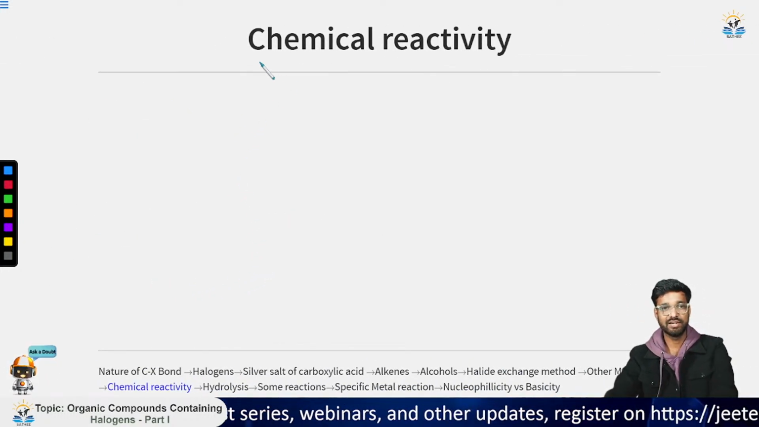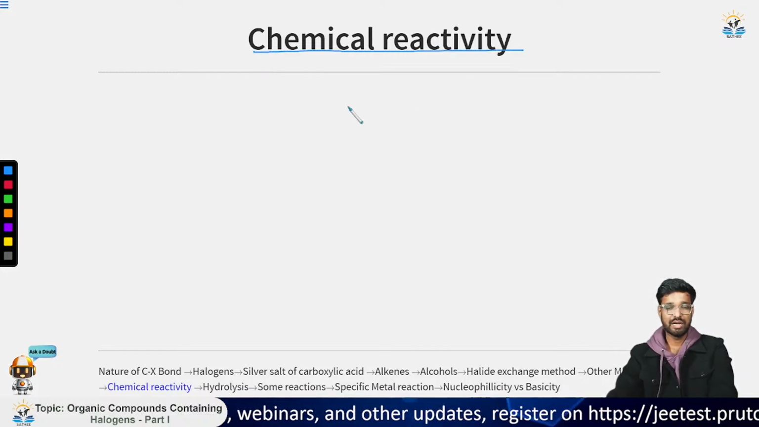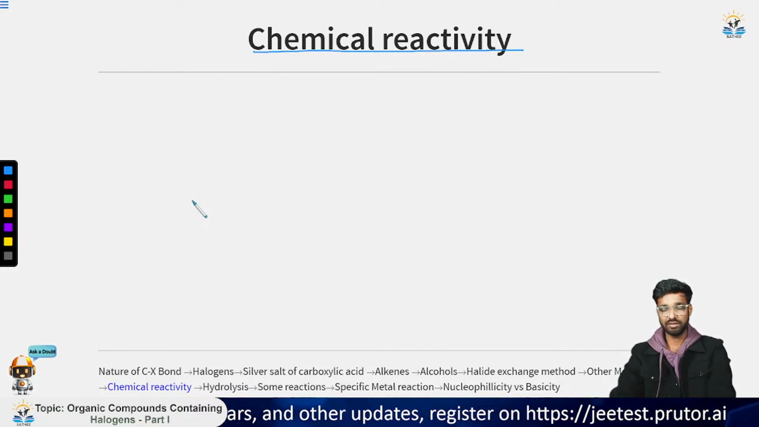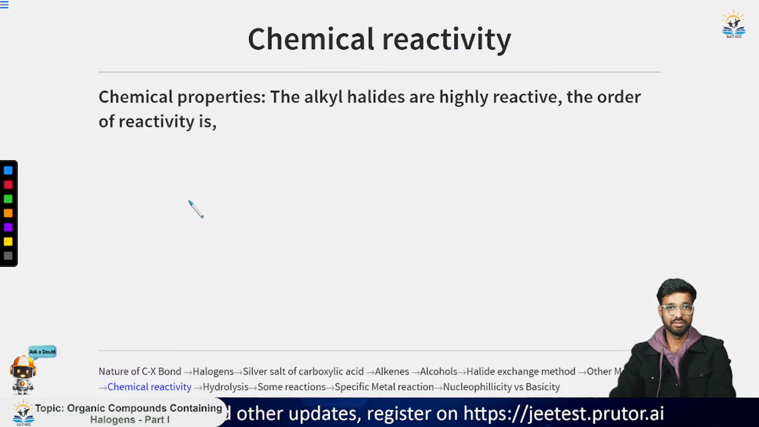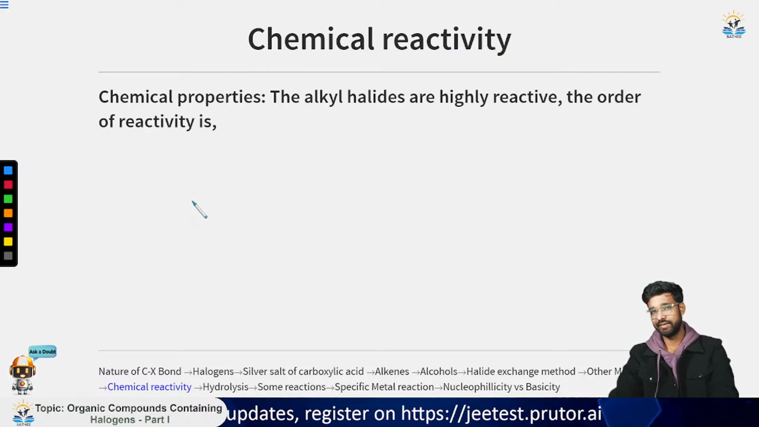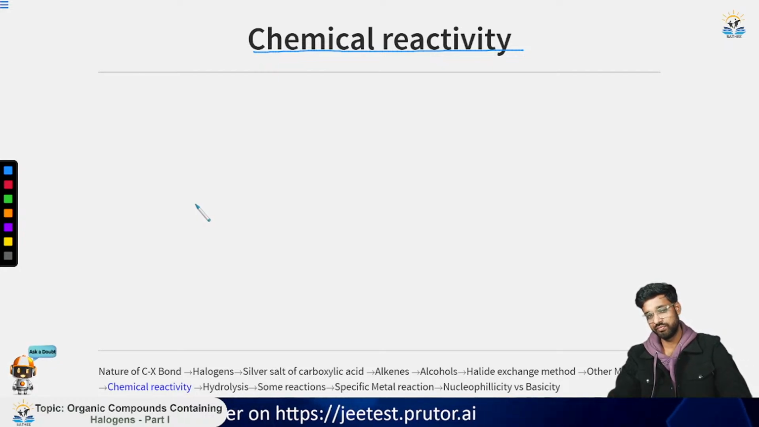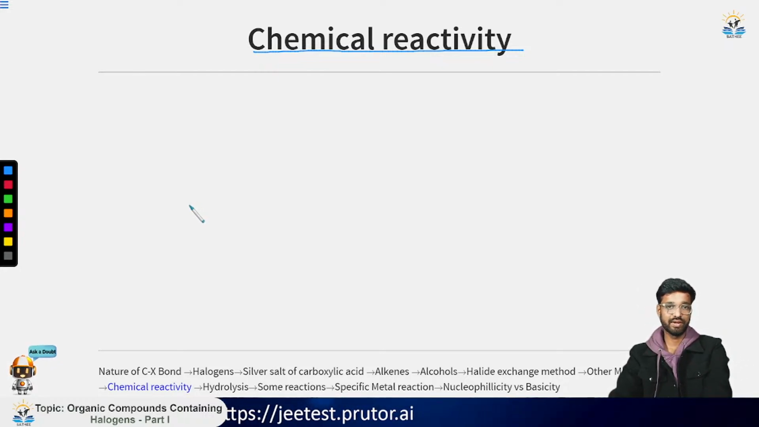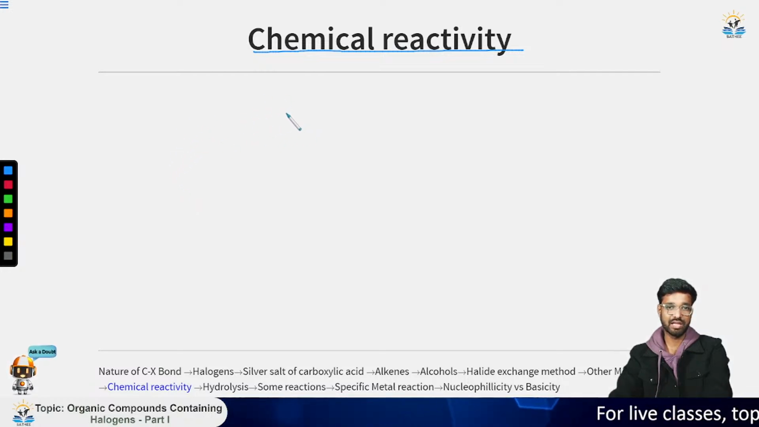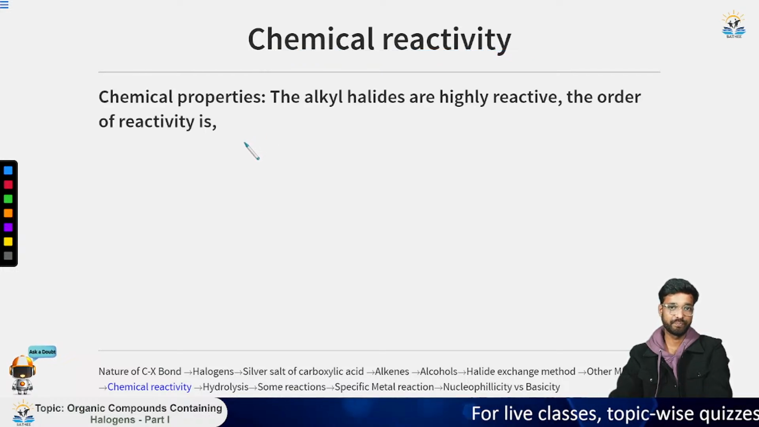Now we'll move to the chemical reactivity. So what makes this haloalkane reactive? The main thing for the reactivity is the polarity of the C-X bond, which allows the nucleophile to come to this carbon. The nucleophile can attack the carbon, and since X is a good leaving group, if it is chlorine, bromine, or iodine, we get the required product.